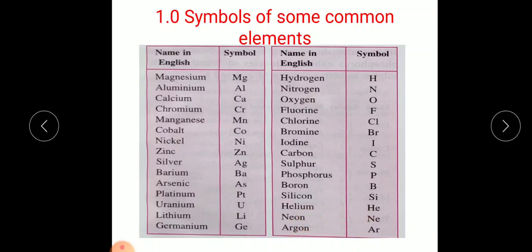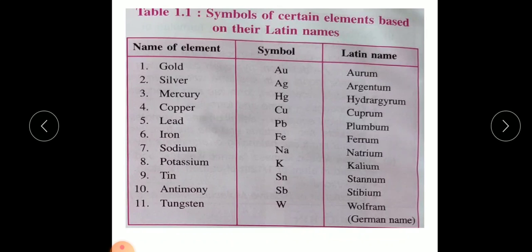These are non-metals, and next we have metals. Among metals we have magnesium Mg, aluminum Al, calcium Ca, chromium Cr, manganese Mn, cobalt Co, nickel Ni, zinc Zn, silver Ag, barium Ba, arsenic As, platinum Pt, uranium capital U, lithium Li, germanium Ge. These are the metals and these are the symbols.